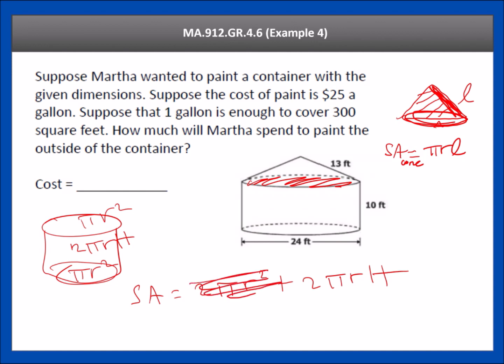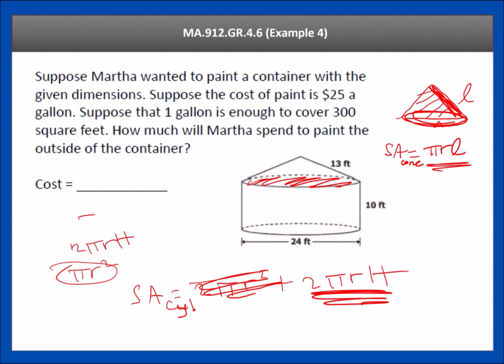We're going to exclude the bottom and the top, assuming that we can't paint them. So we just want to paint the outside of the container. Well, we might be able to paint the bottom, but we're assuming that she doesn't want to. So assuming we're just going to paint the complete outside, the lateral part, and not the base, then in that case it's 2 pi r h and pi r L. So we're going to combine those together. This is for this cylinder.